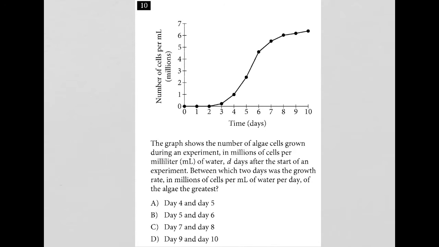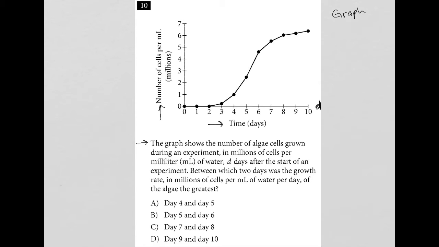So this question is a graph question. The x-axis is time in days. The y-axis is number of cells per milliliter in millions. The question actually says the graph shows the number of algae cells grown during an experiment in millions of cells per milliliter of water, D days after the start of an experiment. Okay, so these are D days. It's like axis D.